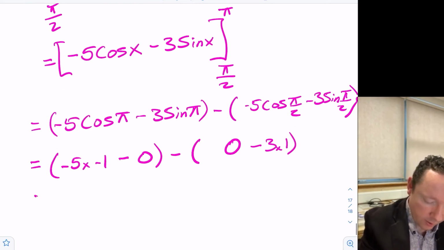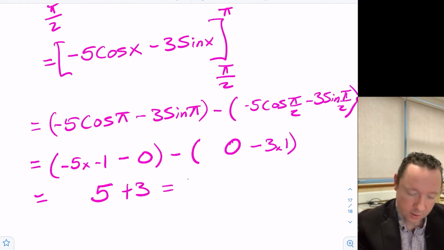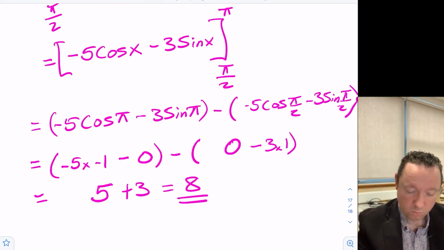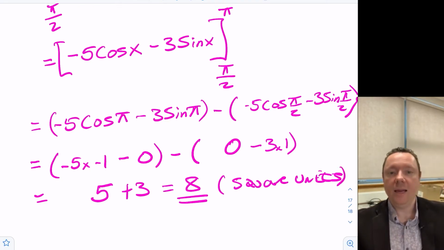So that gives me minus 5 times minus 1 is just 5 for the first bracket. Minus 3 on the second bracket, but times another minus outside. So plus 3. Which gives me a grand total of 8 square units, because we've not got any units. So you'll probably not need this, but just to be on the safe side, 8 is our answer.